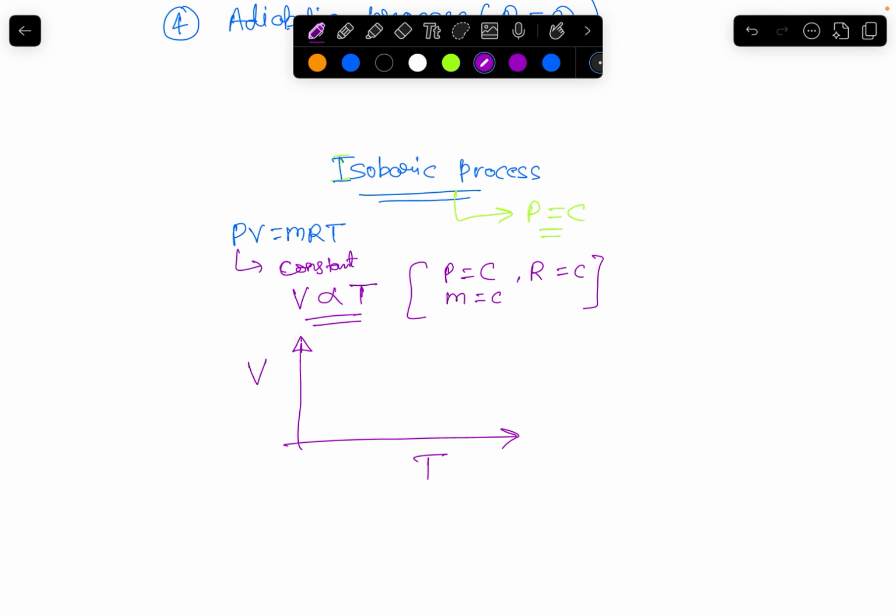Also, we can plot the curve between pressure and volume, because this is a common curve on which we draw all kinds of processes, that is pressure and volume. So on the pressure-volume axis, the isobaric process can be shown like this. Pressure is constant.